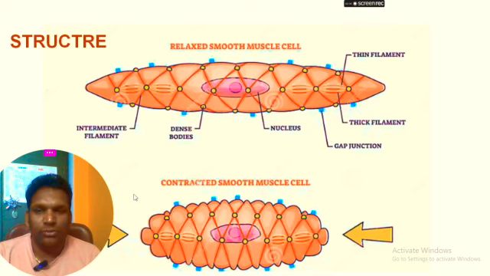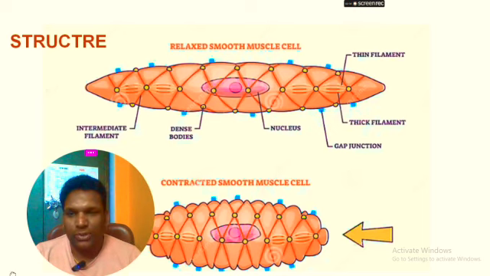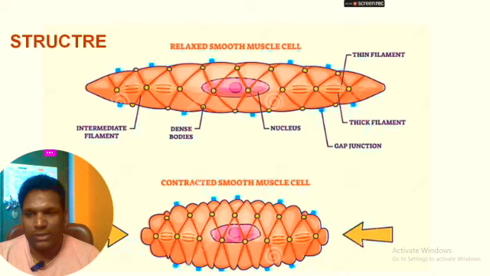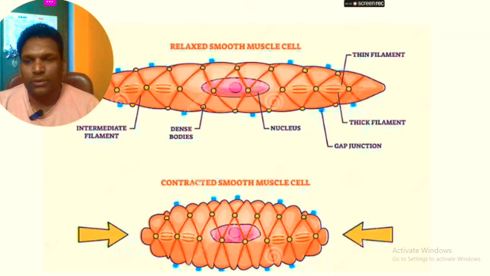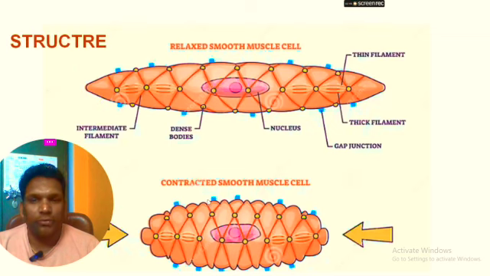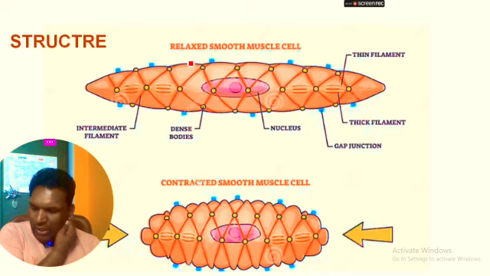Coming to here, these are the dense bodies. Dense bodies are the structures to which the myosin and actin filaments are attached. The dense bodies in turn attach to the sarcolemma. The sarcolemma is the membrane of the smooth muscle fiber, and finally the dense bodies attach to the sarcolemma. So this is the structure: thin filaments, thick filaments, and many gap junctions, like cardiac muscle.